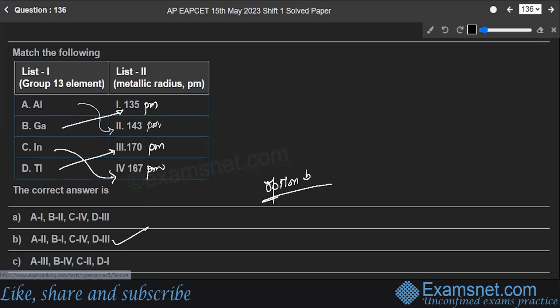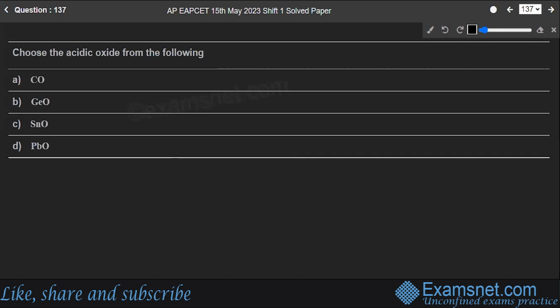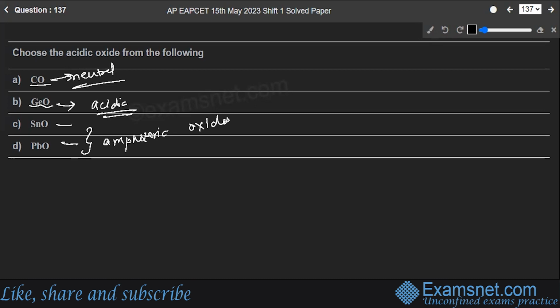Hope you got that. Next is question number 137. You have to choose the acidic oxide from the following. The first one is carbon monoxide. No, this is not acidic. The next one is GeO2. This is germanium oxide. This is acidic in nature. The next one, tin oxide and lead oxide, they are amphoteric oxides. And this is neutral. So that means germanium oxide, this is acidic in nature. Option B is the correct answer.